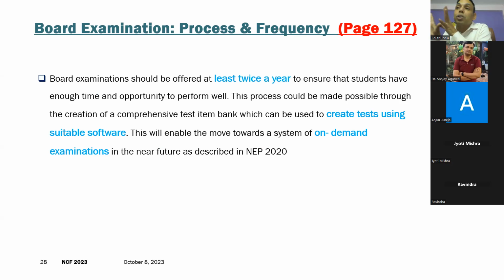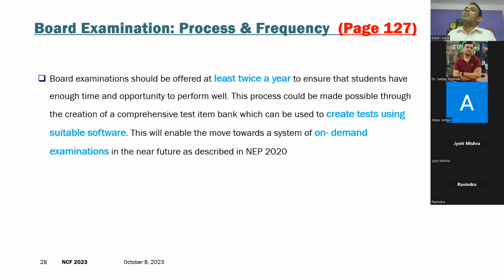Now, if the child has given only one, the marks of September or March, or October or April, whatever it is, will be counted. If the child has given both, September as well as October.